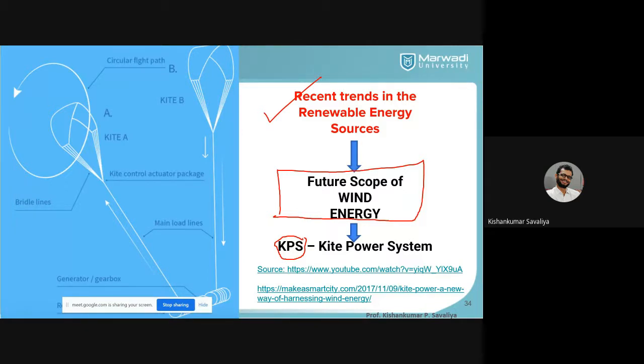Right now wind turbine technology will be obsolete in the next 20 years, but what we can rely on is this kite power system, right?